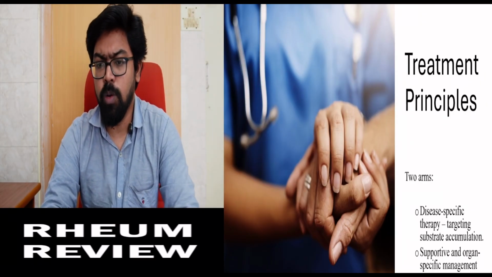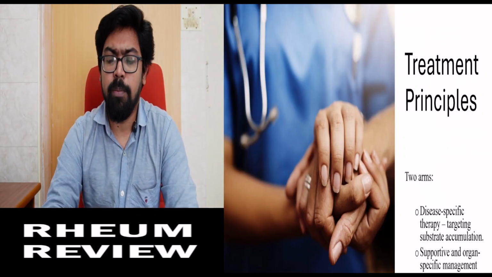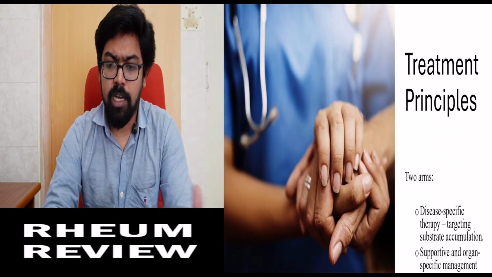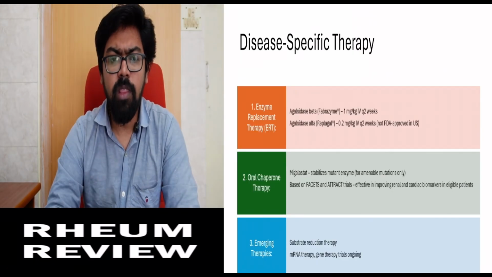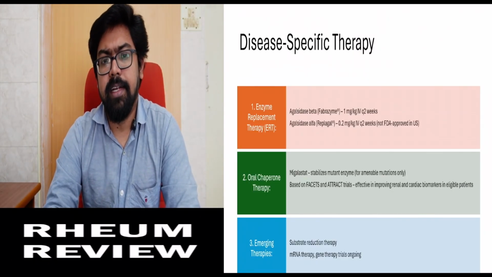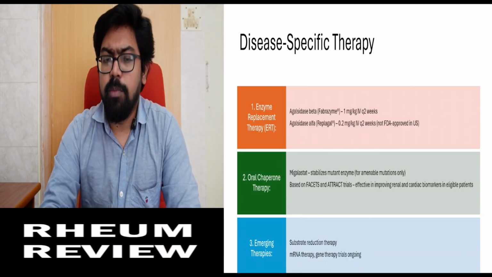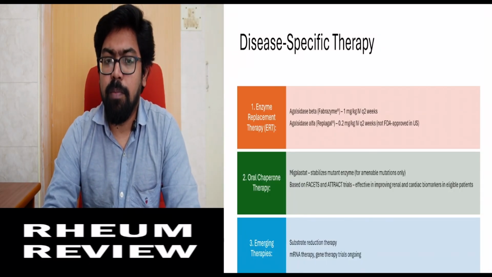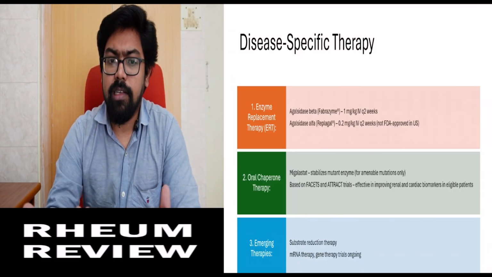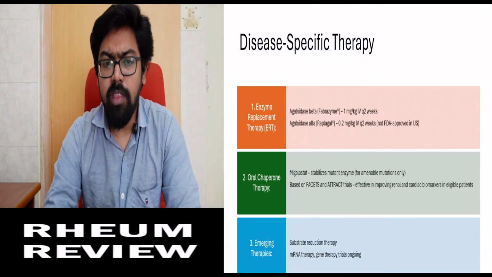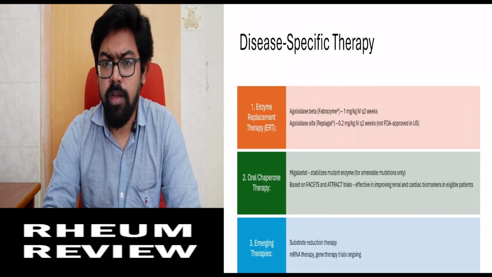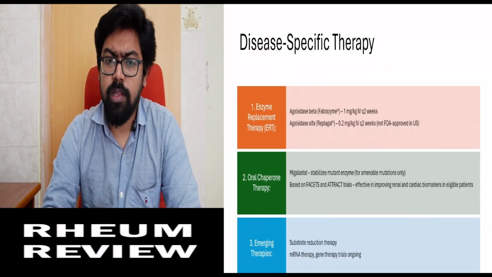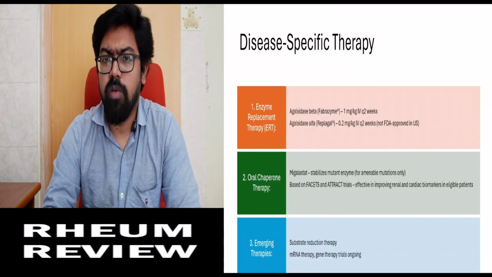treatment protocol. One is disease-specific therapy, that is targeting the substrate accumulation. Second is the supportive and organ-specific management. Coming to the disease-specific therapy, most important is the enzyme replacement therapy, that is we are replacing the enzyme, agalsidase beta. This enzyme we are giving 1 mg per kg IV every 2 weeks. Both alpha and beta we are giving every 2 weeks.